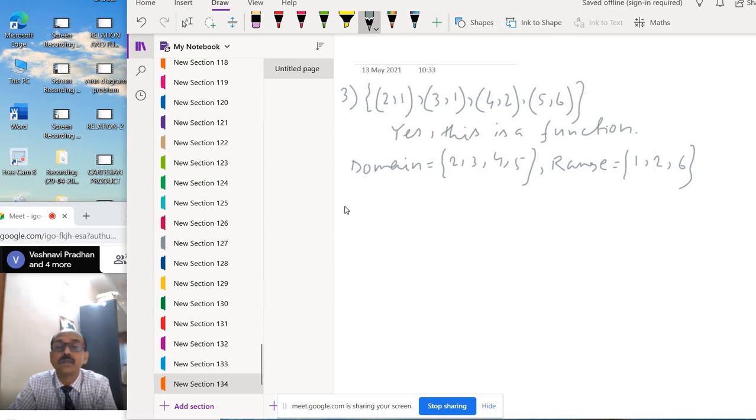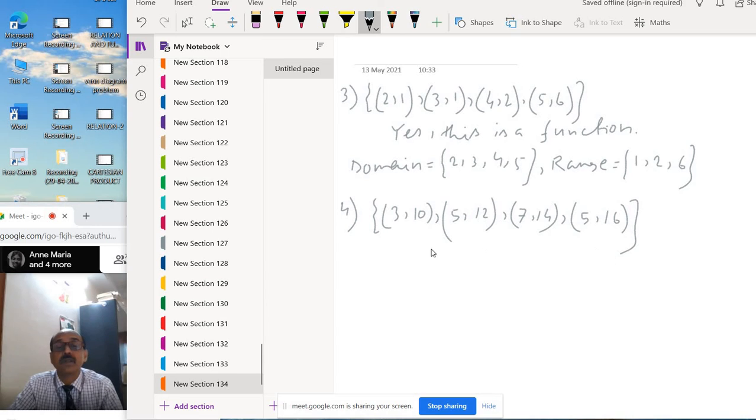See, another question. The relation is (3, 10), (5, 12), (7, 14), and the last one is (5, 16). So: (3, 10), (5, 12), (7, 14), and (5, 16).